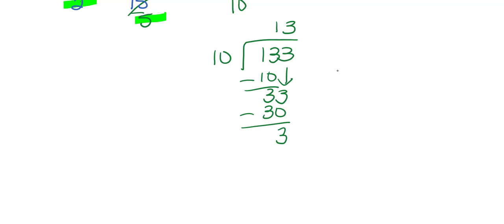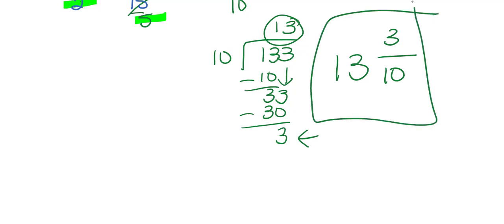Which will become our new numerator. So what's our solution? Well, this is our whole number, and our new numerator is that 3 over 10. And that would be our solution. Except we did forget that negative sign. So almost our solution. So now it's negative 13 and 3 over 10.